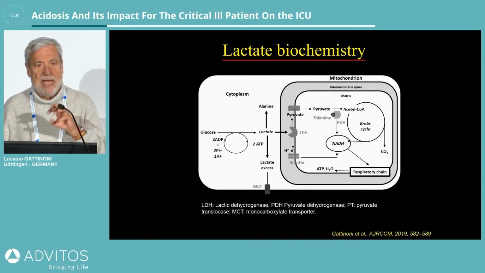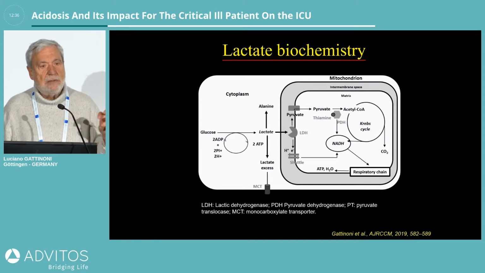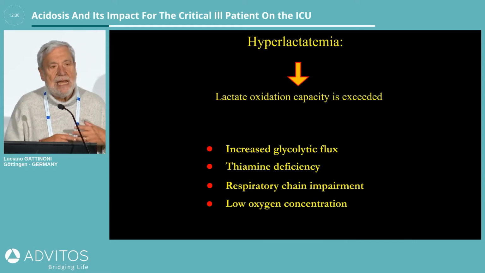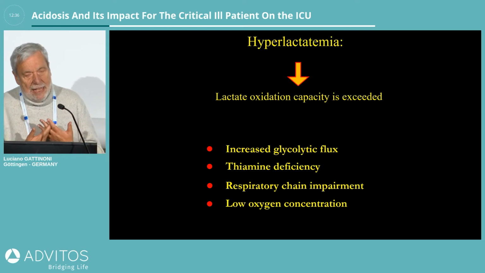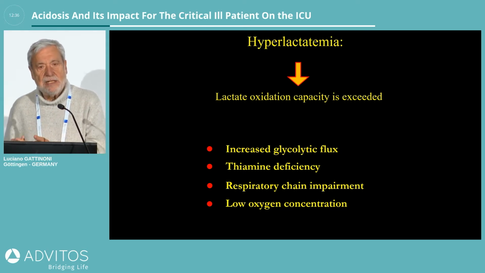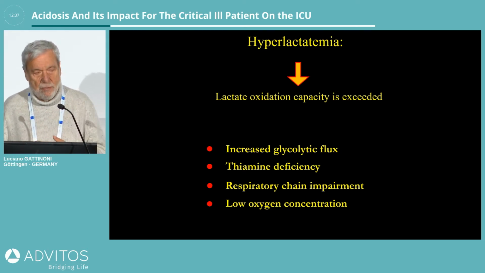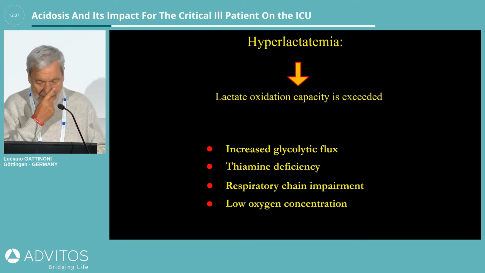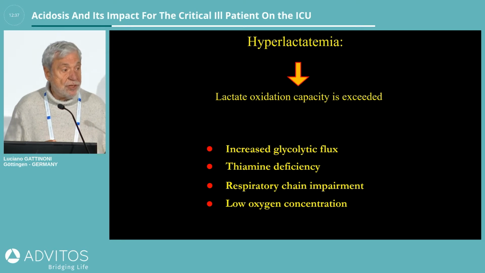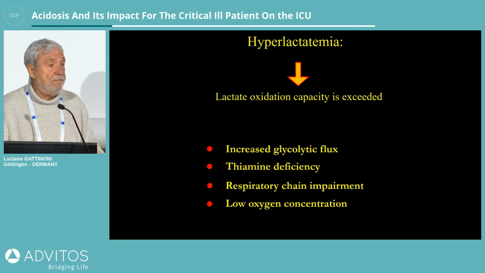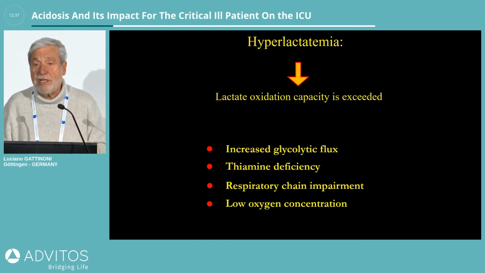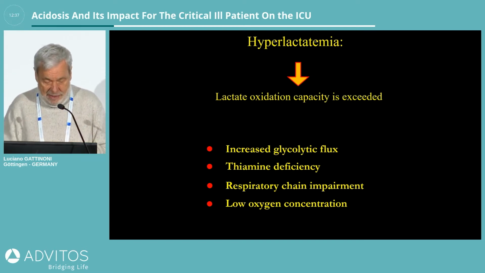Each of these steps may lead to increased production of lactate, because the hyperlactatemia, the acidosis from lactate, occurs when the oxidation capability of lactate is overcome. And this may happen because of glycolytic flux. We give adrenaline and so on. Sometimes we have increased production of lactate which exceeds the capability of eating lactate.